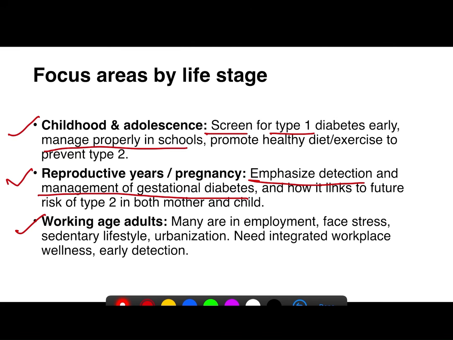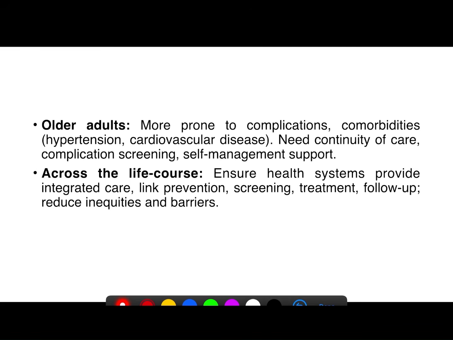In working age adults, many are in employment. They face a lot of stress at the workplace. There is a sedentary lifestyle, urbanization. So there is a need for integrated workplace wellness and early detection of diabetes. Older adults are more prone to complications due to comorbidities like hypertension and cardiovascular disease, and there is a need for continuity of care, complication screening, and self-management support.